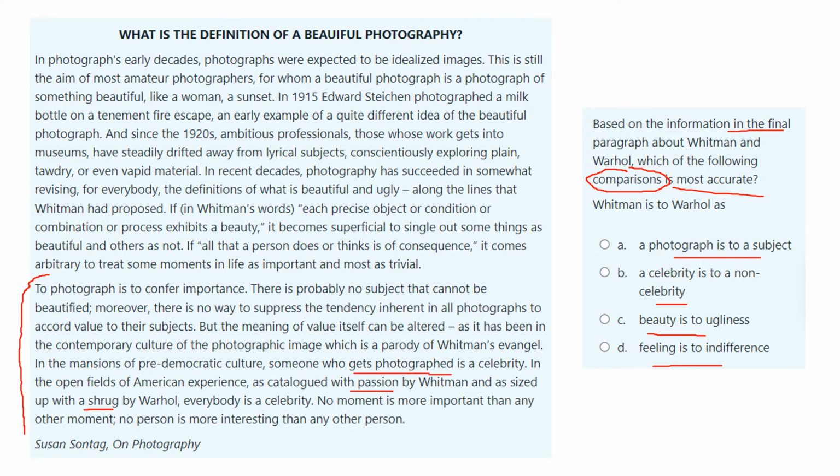Someone who gets photographed is a celebrity. This is passionate by Whitman. He's excited by this. And Warhol gives a shrug. He doesn't care. So passion has a lot of emotion, a lot of feeling. A shrug is indifference. So the best answer would be D. Whitman has passion and excitement. Warhol does not care.